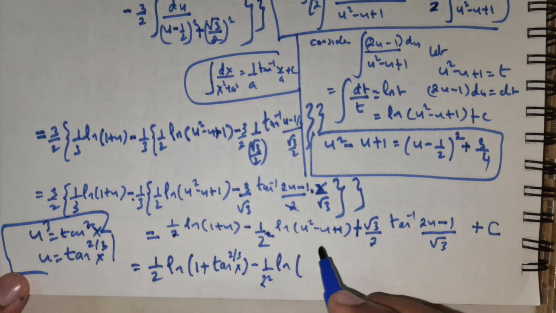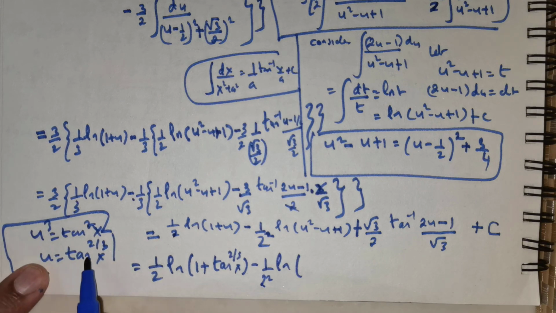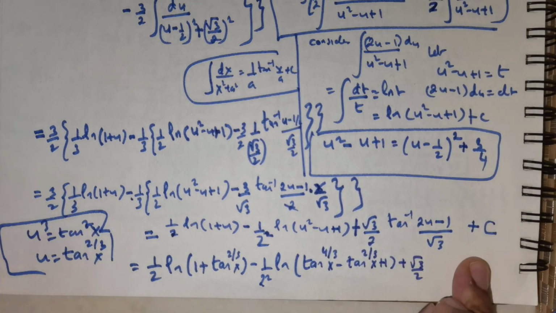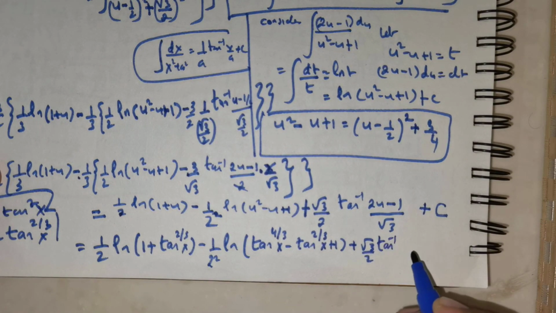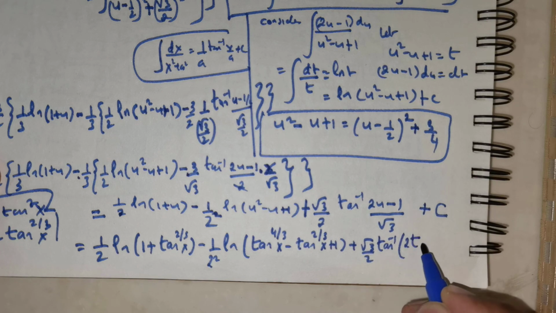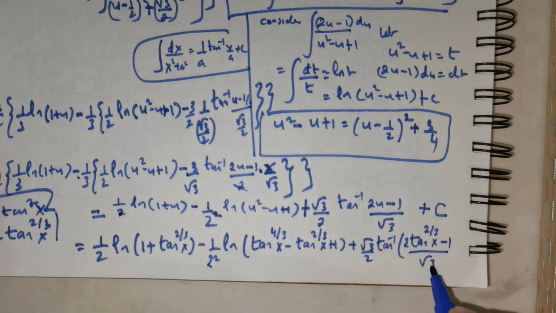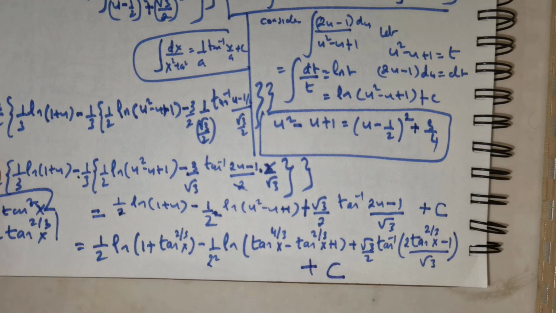ln of, my u is tan squared x. So if I were to square this, that is going to give me tan raised to the power of 4 over 3 times x negative tan raised to the power of 2 over 3 x positive 1, positive root of 3 over 2 times tan inverse of 2 times, my u is tan raised to the power of 2 over 3 times x, negative 1 divided by root 3, right, positive arbitrary constant. So this is what we have got.